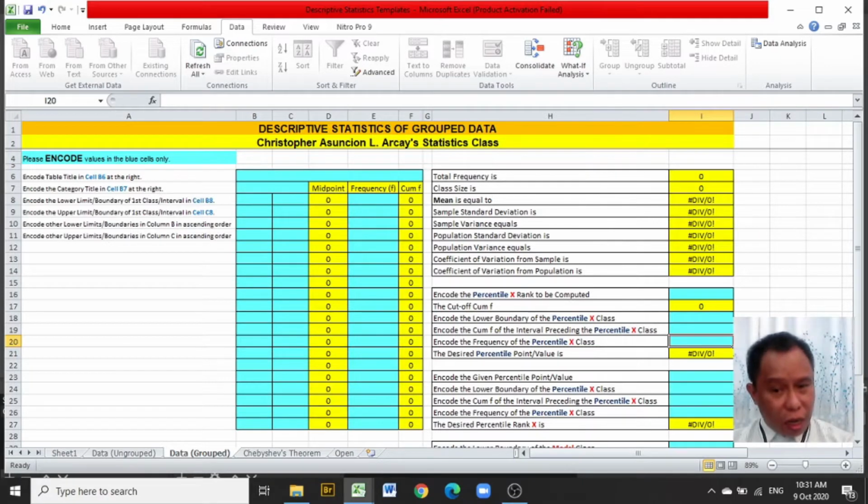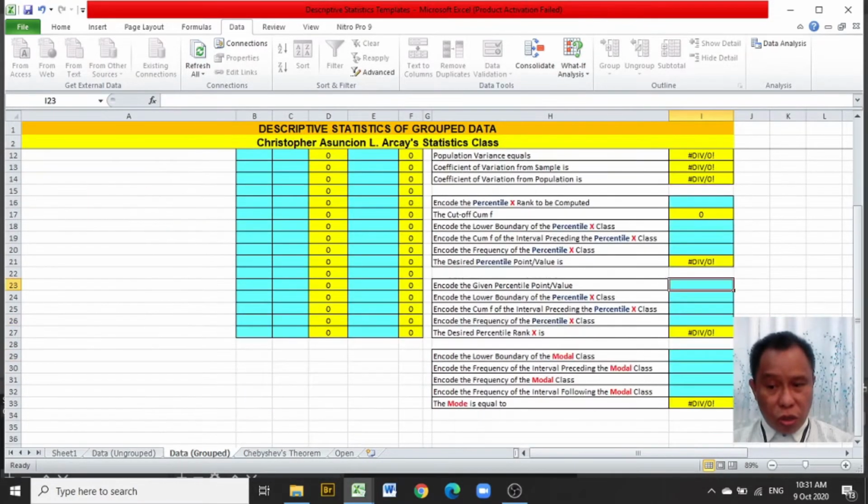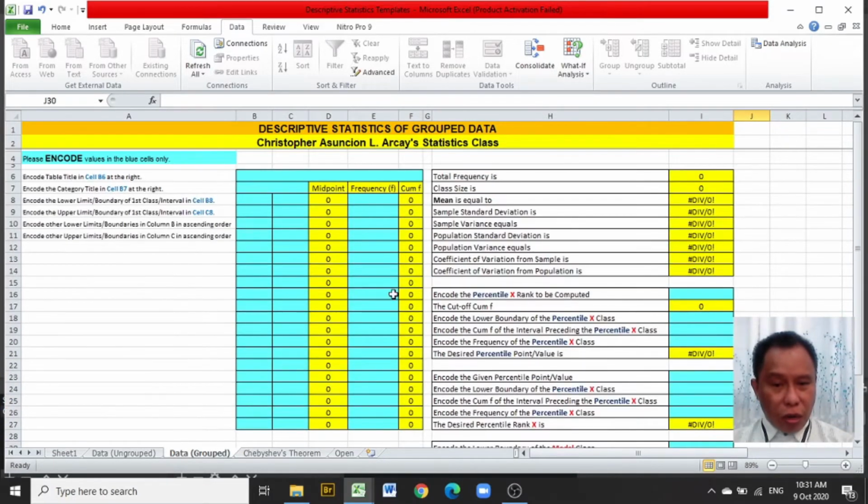Another set of cells require the encoding of the percentile point or percentile value in order to find its percentile rank from the given data in the group frequency distribution. Another set of cells also computes for the mode from the group frequency distribution. And there are instructions here on what to encode.